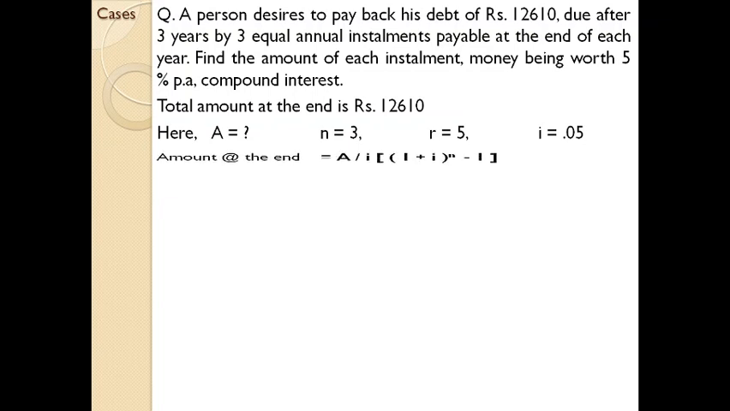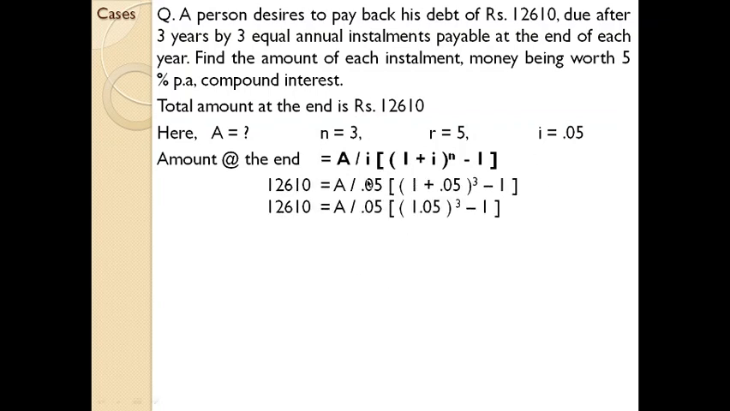Substitute the same in the equation for finding the total amount at the end of the period. The equation is A divided by i into (1 plus i) raised to n minus 1. Why I included this part is that in this question, the amount at the end of the period is given. In the previous cases you have been dealing with finding this particular amount. In this case you are given that amount and you are asked to find the installments.